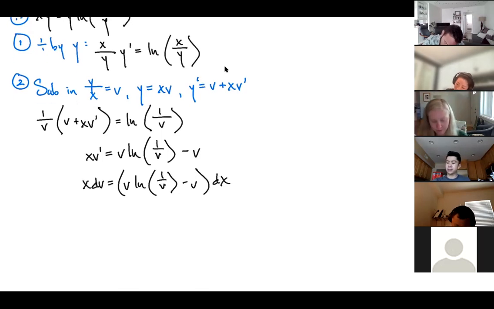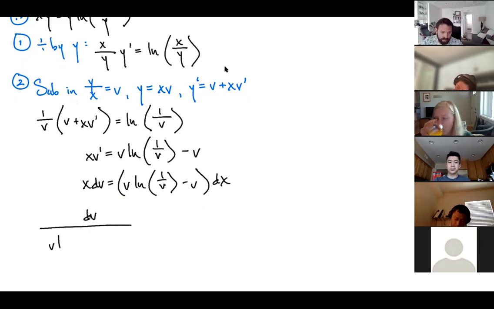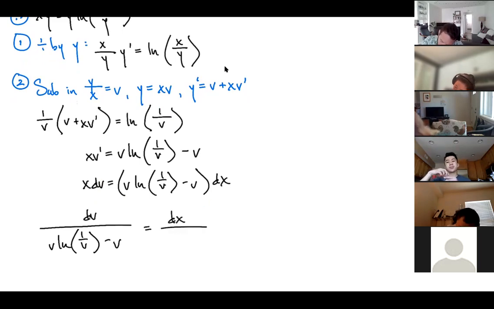And so what this tells me is I should divide both sides by the x and divide both sides by this big long v expression in the parentheses. And we'll end up with dv over v natural log of 1 over v minus v equals 1 over, I guess I should say, constant dx over x.